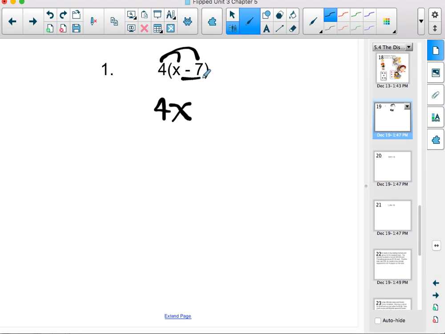The second term, we want to actually treat this like it's a negative 7, and that's going to help us to simplify this. 4 times negative 7 gives us a negative number. That becomes our minus sign. And 4 times 7 gives us 28. Now, remember, this does not read as negative 28. When we read it all together, it says 4x minus 28.